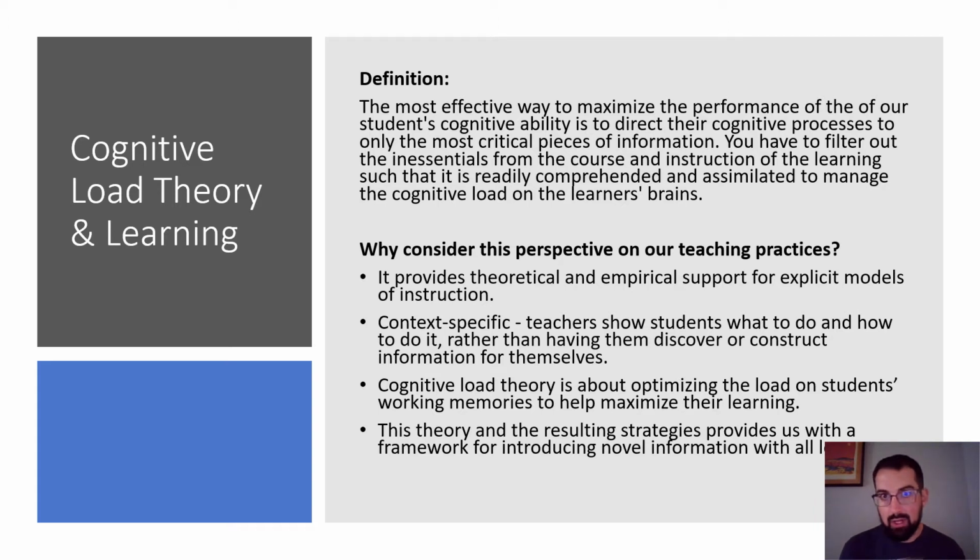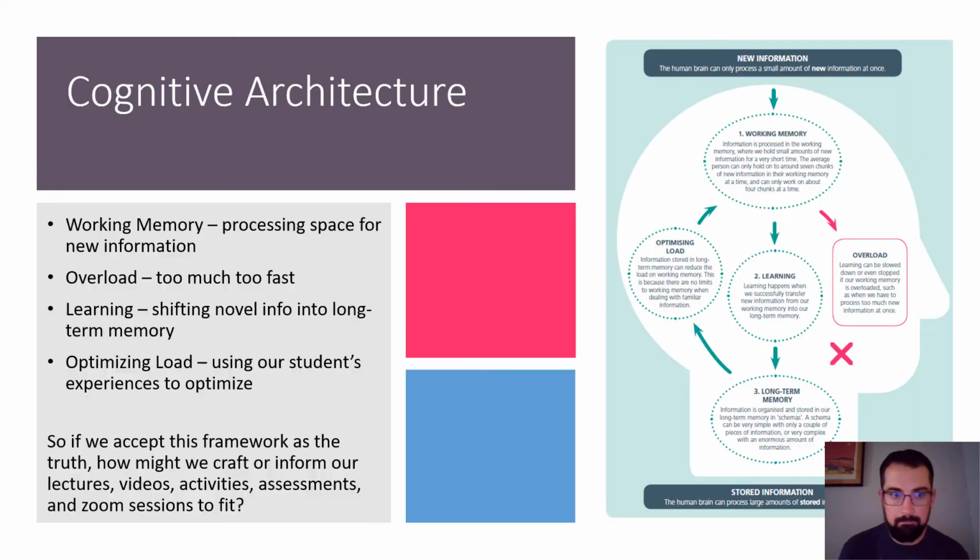If there are all these images and all of these things overloading their working memory, what they're working with in the moment with you or with the materials or with peers, then their ability to learn is limited. And then finally, this theory and the resulting strategies provides us with a framework for introducing novel information with all learners. Novel information, another way to say new information. So think about this framework as you are preparing instructional materials or lecturing or working with students on new information.